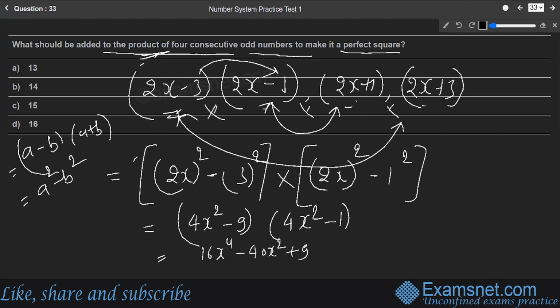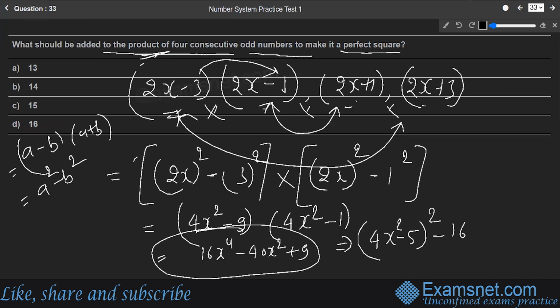Now the question is how much should I add to this so that it becomes a perfect square. I'll have to find out how far it is from becoming a perfect square. For that, I need to break this down again, as 4x square minus 5 whole square minus 16. Clearly, the first term is a perfect square and the second term is a perfect square, but they are in a subtraction form. When they are in a subtraction form, they cannot be a perfect square.